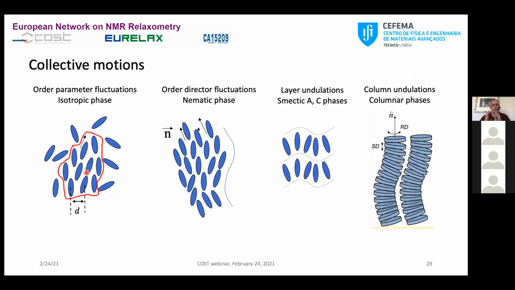a local scale, in a very short range, a sphere with a diameter of 5 or sometimes more molecular diameters, they form a kind of cluster of molecules that have a common direction of alignment. And the size of this cluster can grow, and these fluctuations can happen in the isotropic phase, and this can give rise to a different type of contribution to the relaxation.